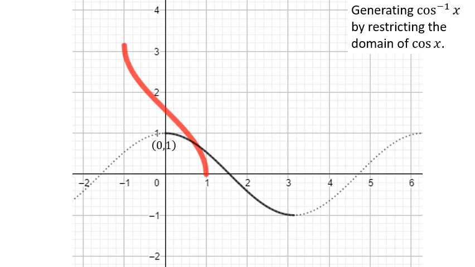So we mark on the coordinates of the points we have, 0, 1, and pi, minus 1. Then you swap them. 0, 1 becomes 1, 0, pi, minus 1 becomes minus 1, pi. Plot those points, join them up. Just like with sine, the cos graph starts horizontal and ends horizontal, so the inverse cos graph will start vertical and end vertical. Once you know that, you can sketch on the graph.